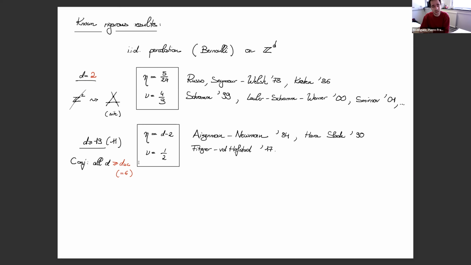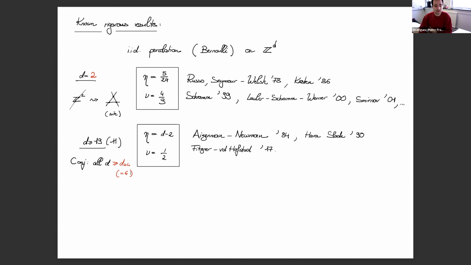This has to do with the fact that, for instance, if you're on a high dimensional Euclidean lattice, then locally things look like on a tree, and it becomes very hard to close loops. So it looks like percolation in the mean field regime. And this is exactly what happens. Conjecturally, at least for percolation, this is supposed to be true starting at what you would call an upper critical dimension, which is expectedly equal to 6. But we're not quite there yet.